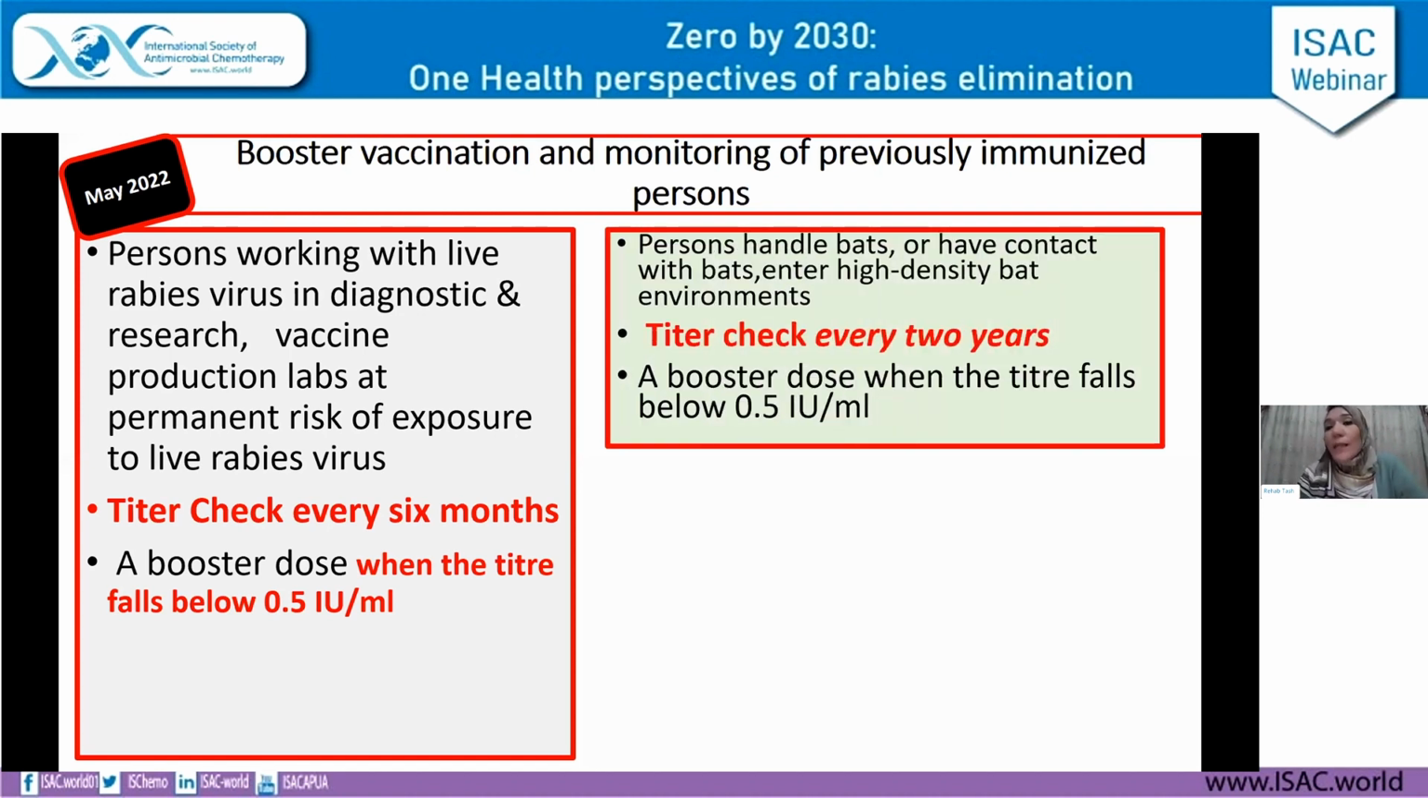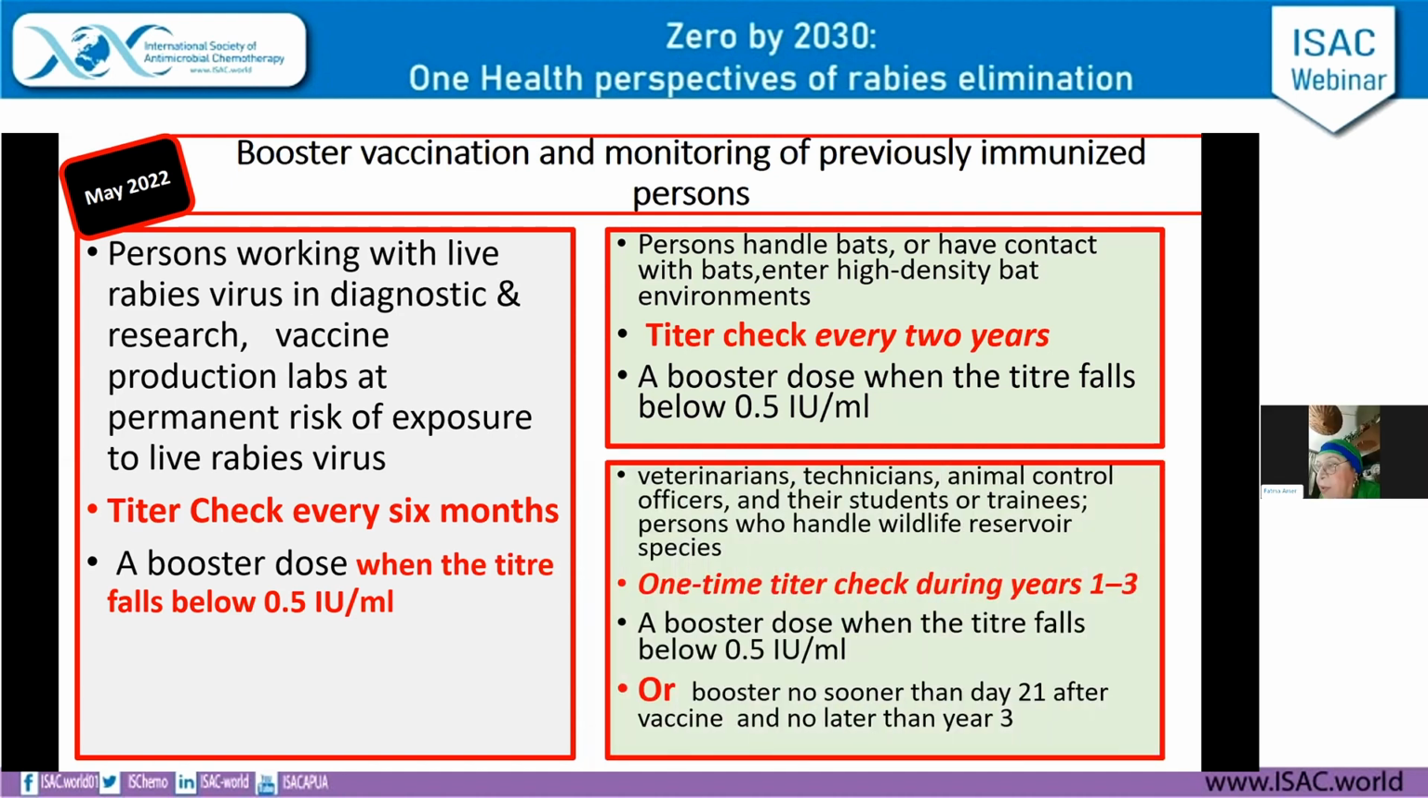For persons handling bats, having contact with bats, or living in or entering high-density bat areas like caves, and environmental workers, check the titer every 2 years, and the booster dose is given if the titer falls below 0.5.